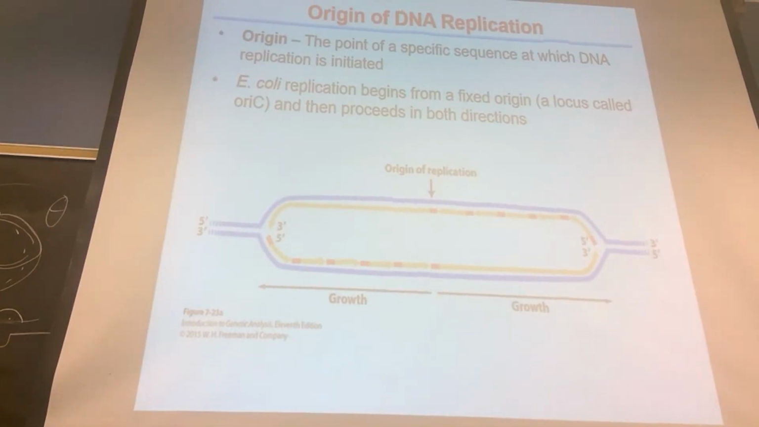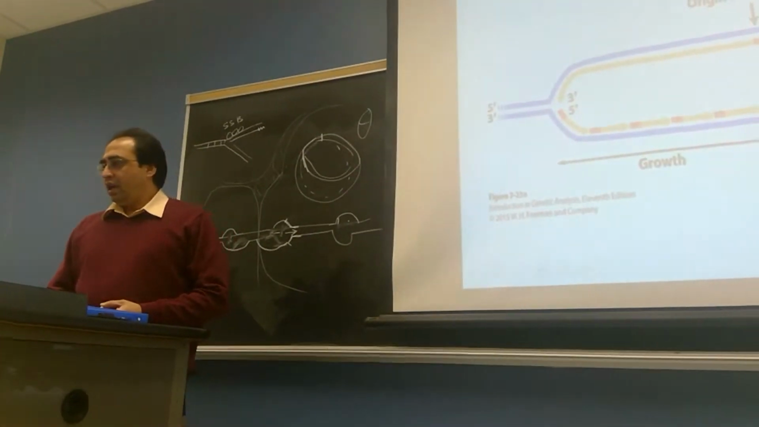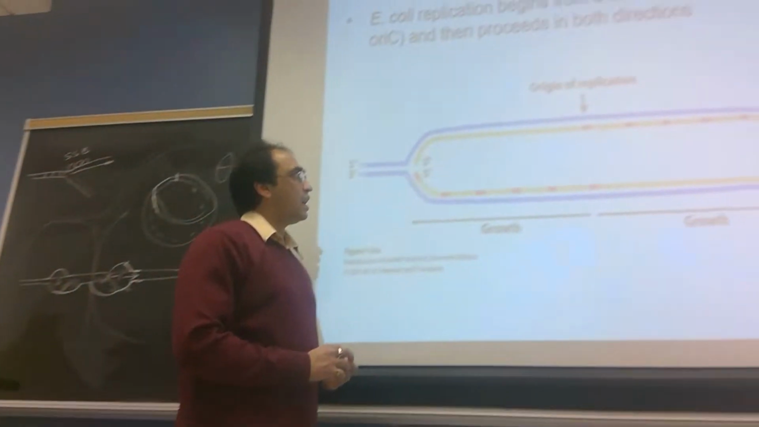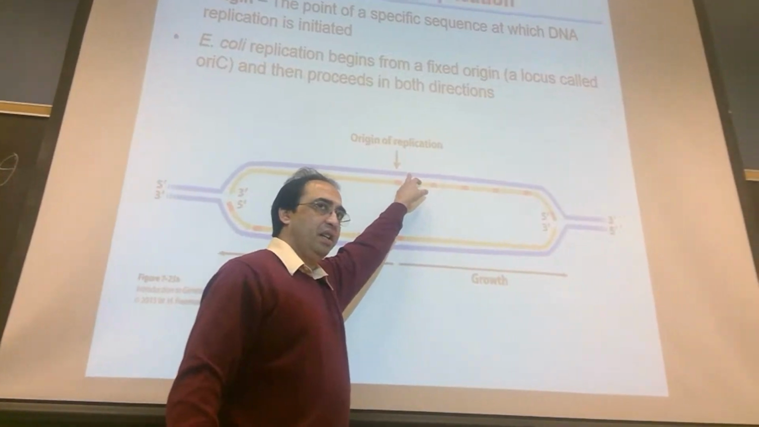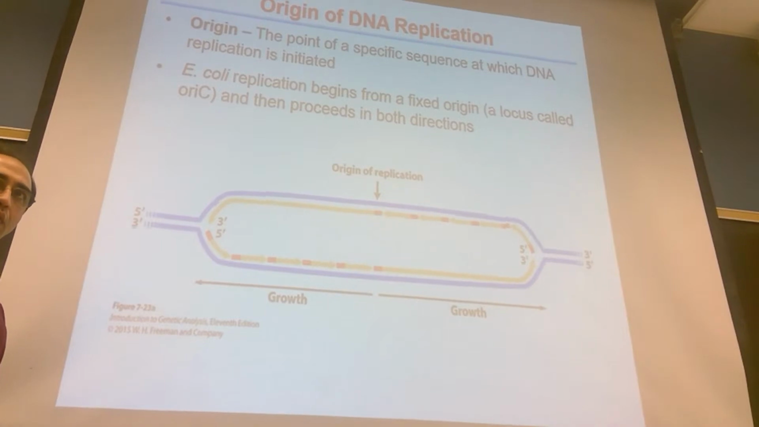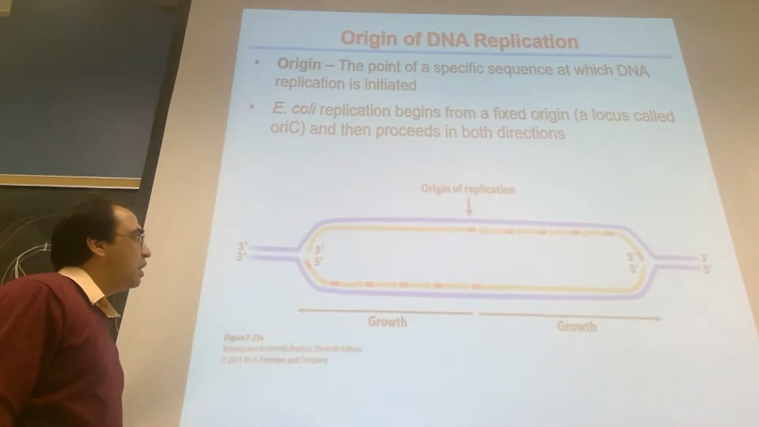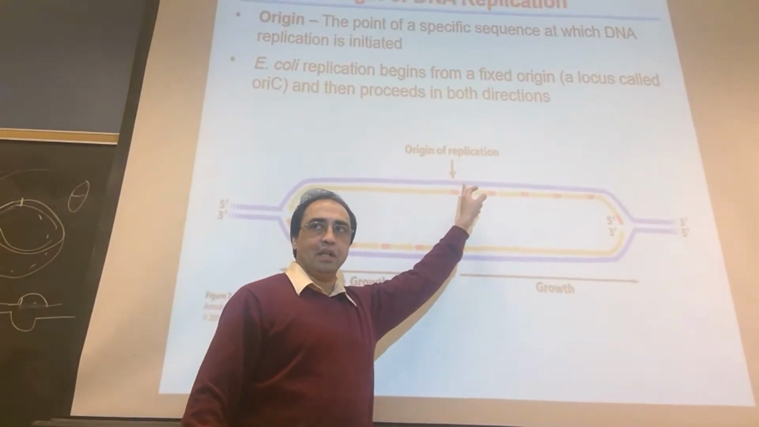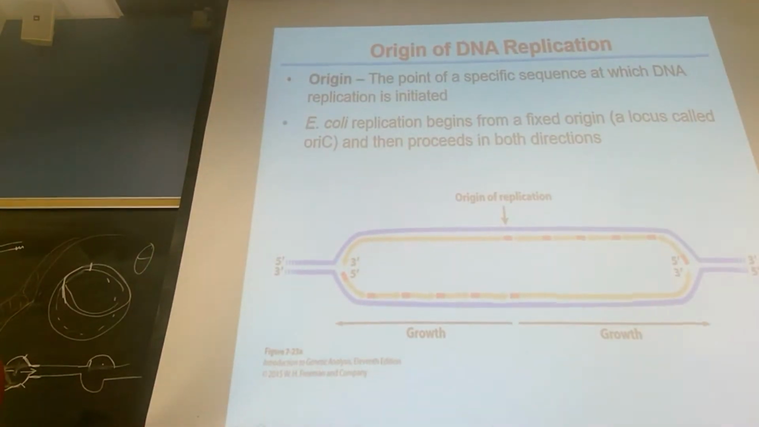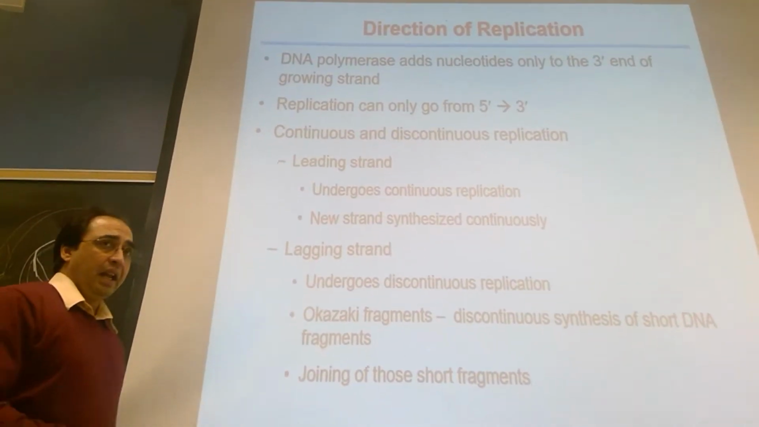So origin of replication is that point where DNA replication starts. Generally, E. coli replication begins from a fixed region and its locus is called OriC. So for E. coli, there is only one location, the OriC region. That is a particular sequence there, and that sequence is the origin of replication. So from there, replication starts. Now, DNA replication goes on.